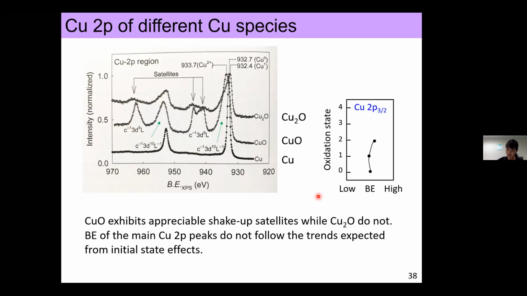Now, you may be interested in why Cu(II) oxide shows such significant satellites. So these satellites came from the final state of c⁻¹3d⁹L, while the main peak, this one and this one, came from c⁻¹3d¹⁰ and L⁻¹. So I will explain about these two final state effects in the next slide.